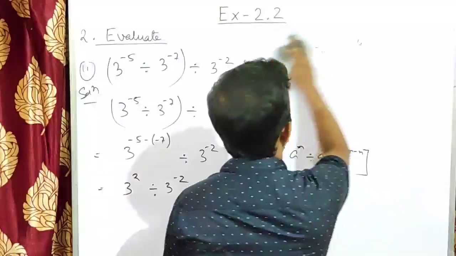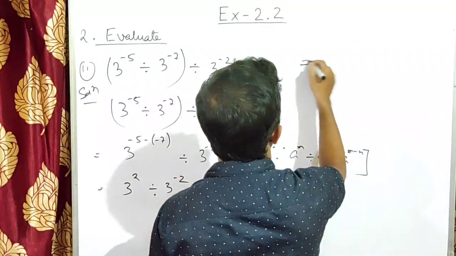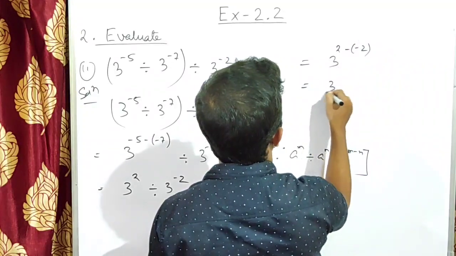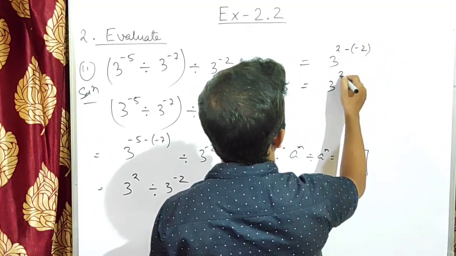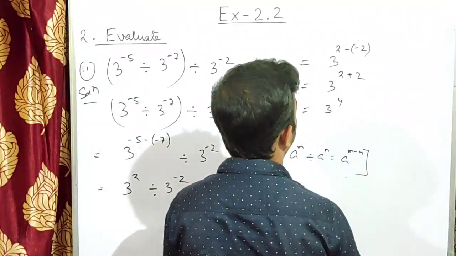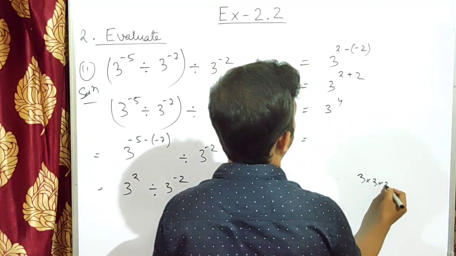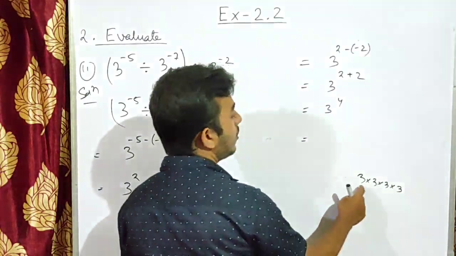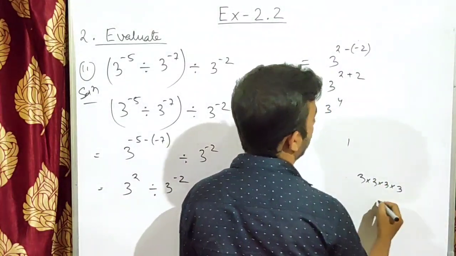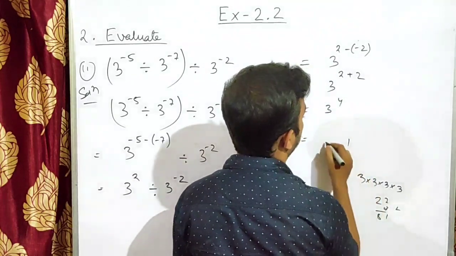Now look, this 3 to the power 2 divided by 3 to the power minus 2 can be written in the form 3 to the power 2 minus minus 2, isn't it? It will be plus, so 2 plus 2, so 3 to the power 4. Clear? Now 3 to the power 4 means what? 3 to the power 4 means 3 into 3 into 3 into 3, isn't it? 3 into 3 is 9, 9 into 3 is 27, 27 into 3 is 81. 81.